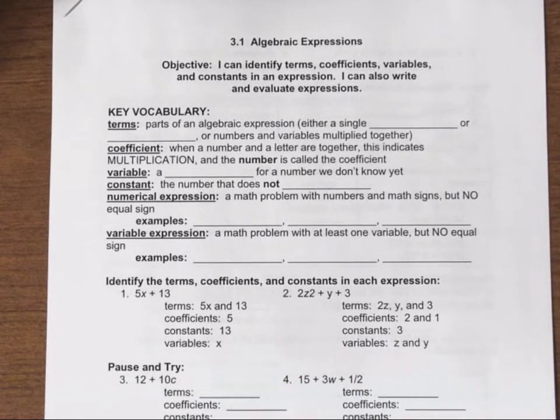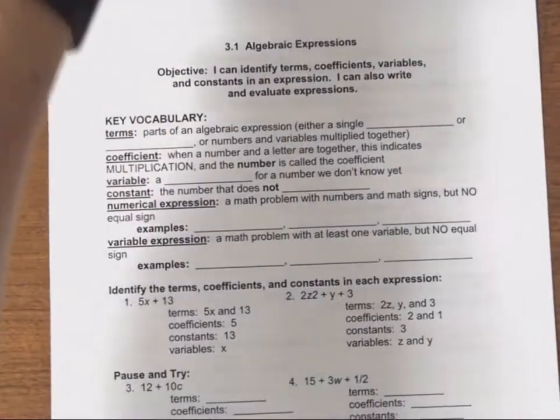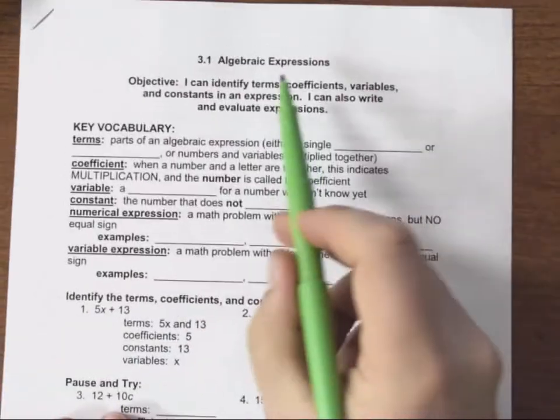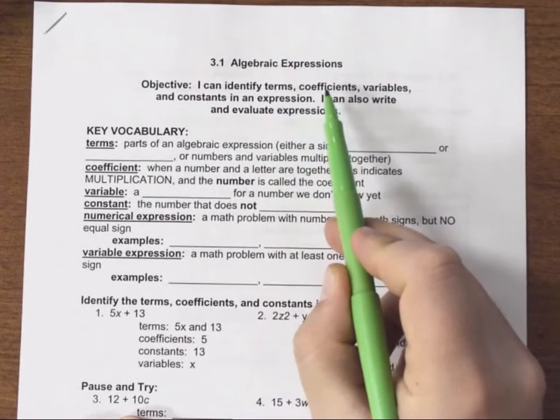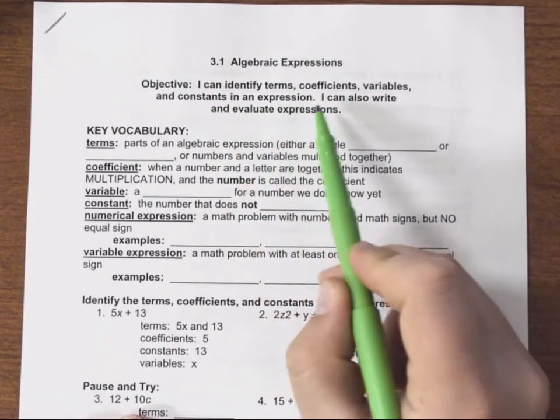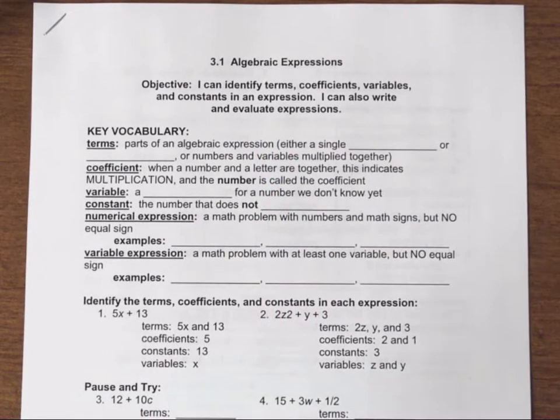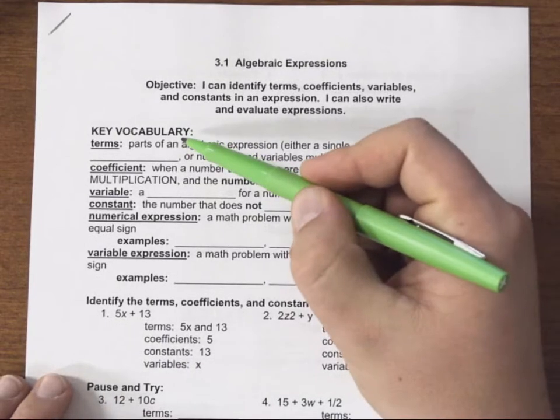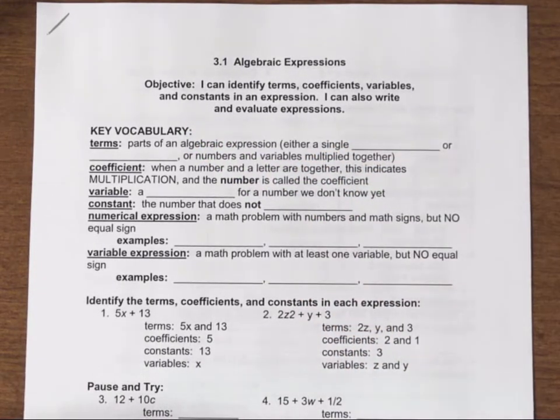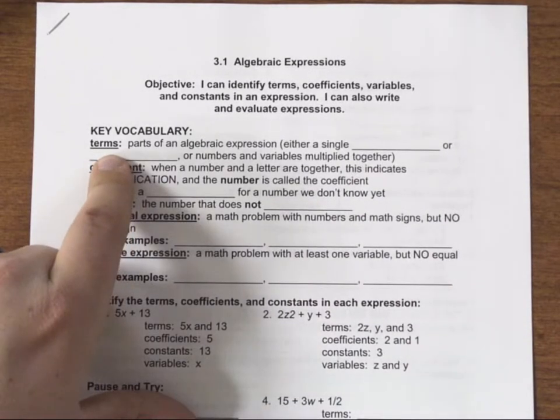Section 3.1, Algebraic Expressions. Today we're going to be talking about how to identify terms, coefficients, variables, and constants in an expression, and also write and evaluate expressions. Yesterday we were introduced to these key vocabulary words. Today we're going to take notes on them and then get a little bit of practice. So what do we remember about terms?